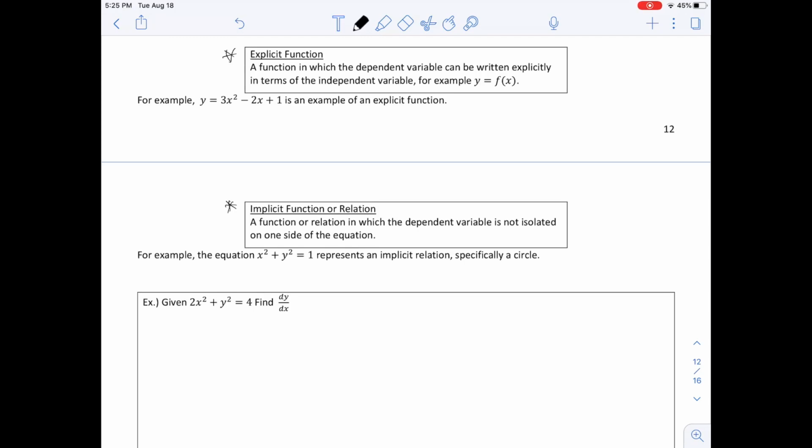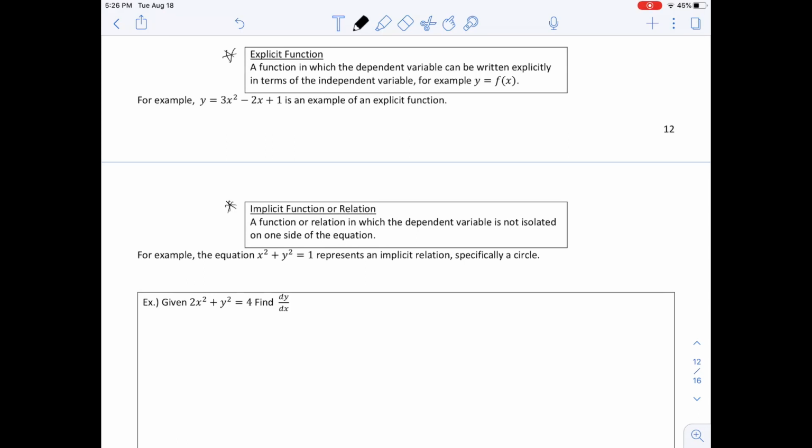This is a function or relation in which the dependent variable is not isolated on one side of the equation. For example, the equation x squared plus y squared equals 1 represents an implicit relation, and this is specifically a circle. I do want to point out that you could technically solve this for y and make it an explicit function. However, we are trying to expand upon taking derivatives of more complicated functions, which often arise in business and other areas.